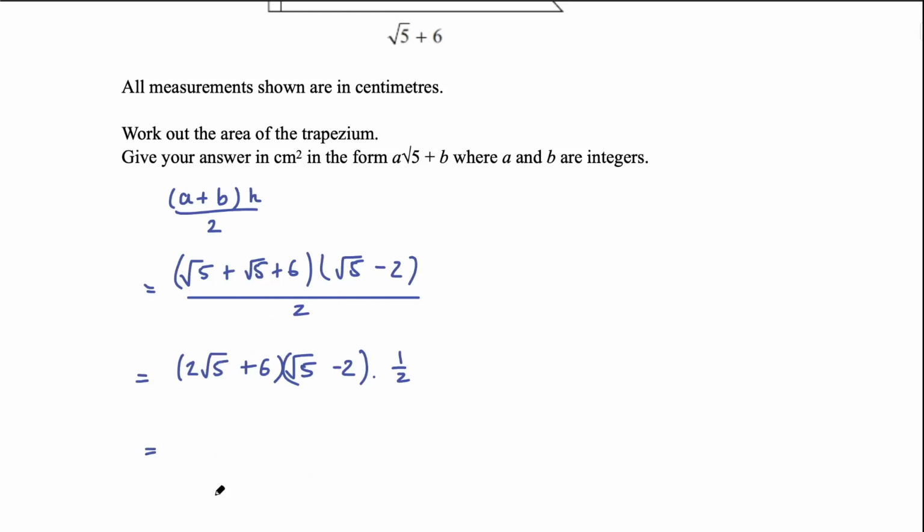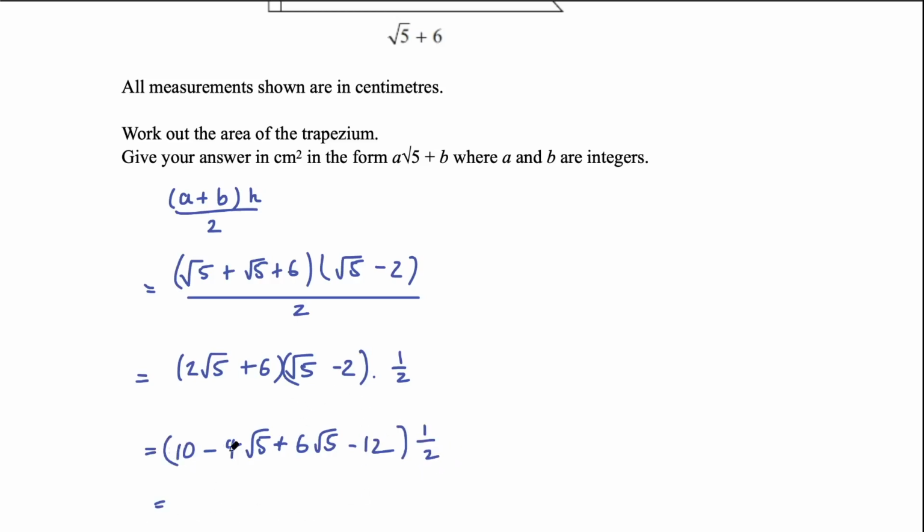Okay, next, expand the bracket. So 2 root 5 plus 6 times root 5 take 2, and I'll be using FOIL for this. So first, outers, inners, last. Root 5 times root 5 is 5, so 2 times 5 would be 10. Outers, negative 2 times 2 root 5, negative 4 root 5. Inners, plus 6 root 5. And lasts, negative 12. And all of that is multiplied by a half.